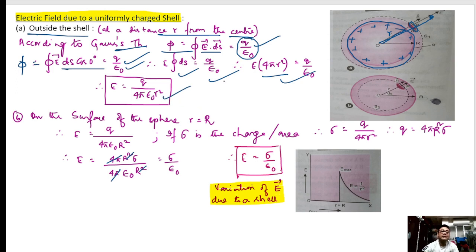Outside the shell, how much will be the electric field? Now if it is on the surface, your r is replaced by R and we get this. This is the electric field at the surface. Instead of r, we have replaced it by R square.